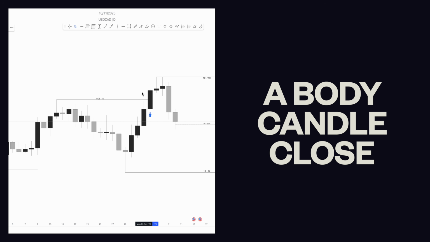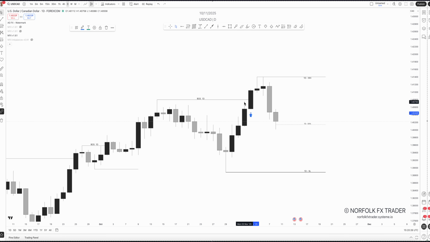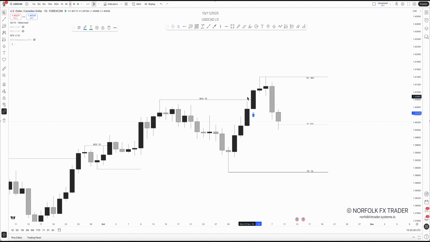We want to see that body candle close, not just a wick. We need to see a body candle close. If we had a wick through to start with, that is a potential liquidity sweep or liquidity grab in the market. But straight afterwards, we see a follow through with a closed candle that then gives you a valid breaker structure. So where are we actually looking for these valid sweeps? That is the key point.